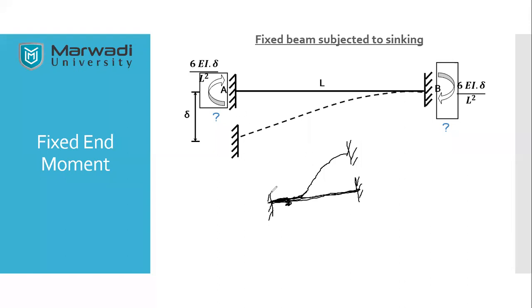If I want to make this beam straight once again, what shall I do? I need to apply moment in this direction. Clear? If I'm applying moment in this direction, the beam will again regain its original shape. So this is how I need to apply the moment. This will be the direction of the fixed end moment. Now if it is the opposite of that, that is this case.